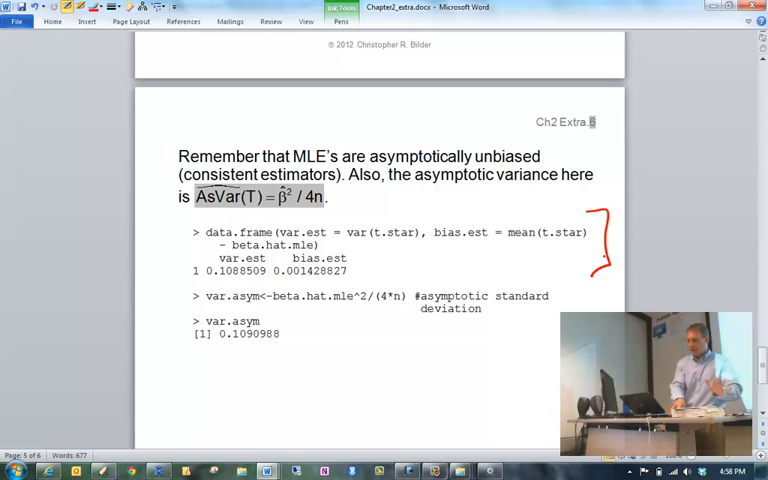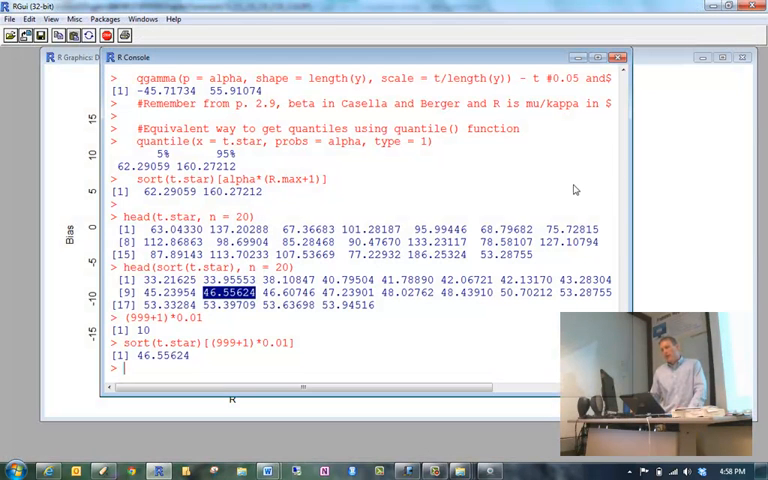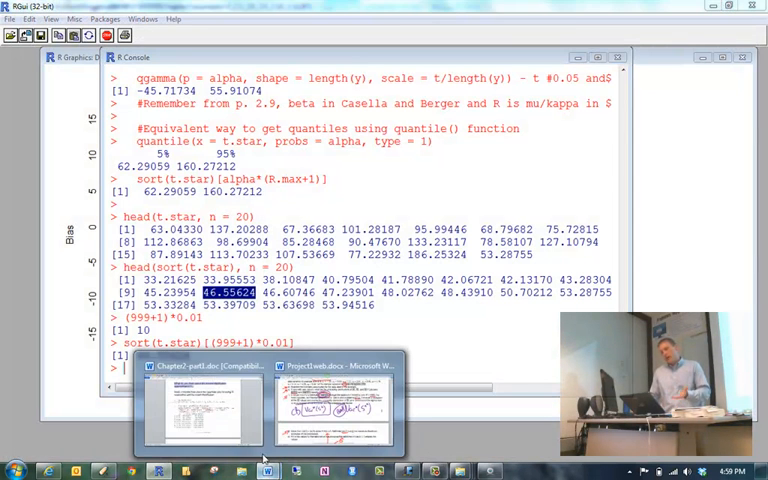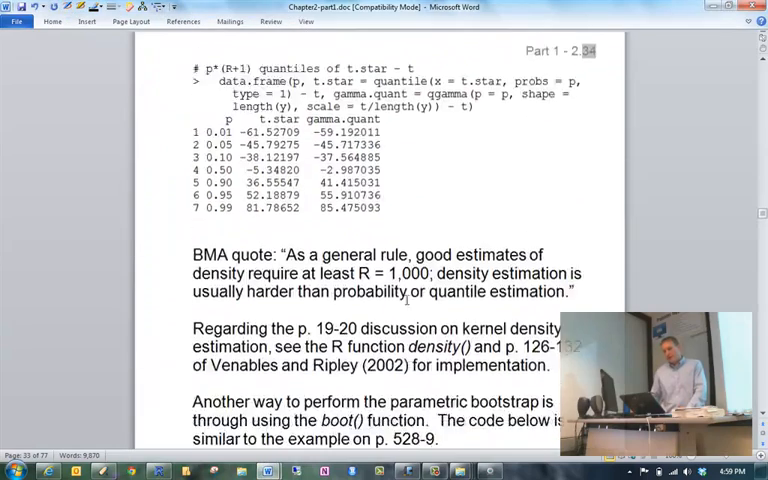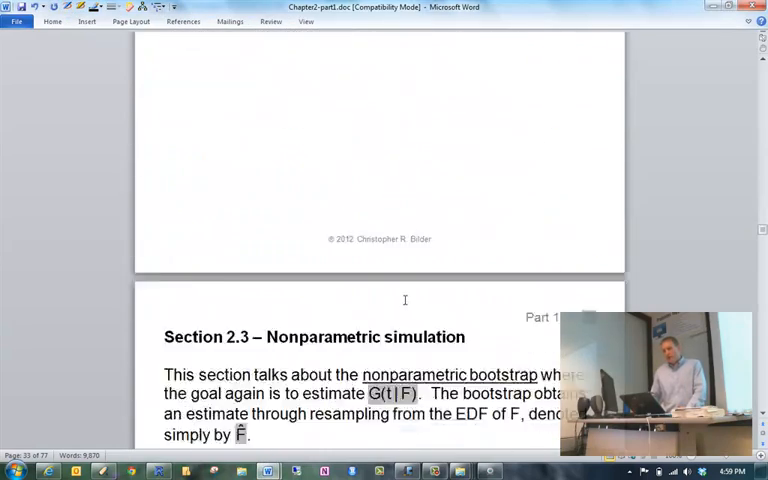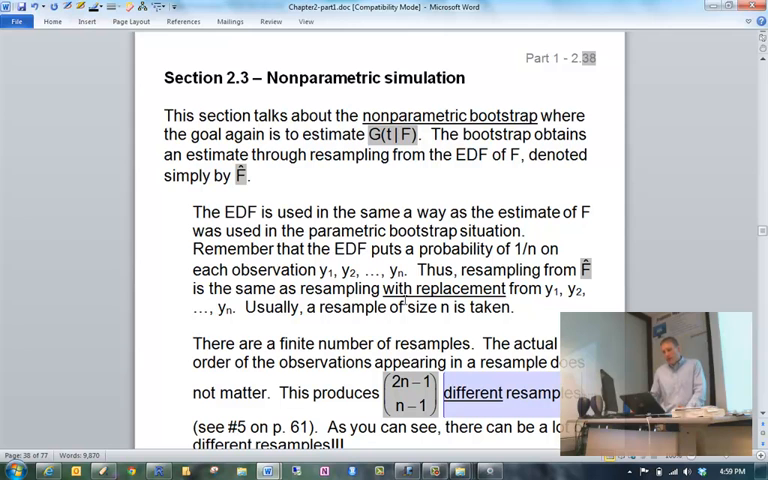Okay, finally, let's get to the nonparametric bootstrap. So we will do the nonparametric bootstrap more often. But there are problems where the parametric bootstrap comes in handy, and plus it's a useful learning tool for how to work with the bootstrap.